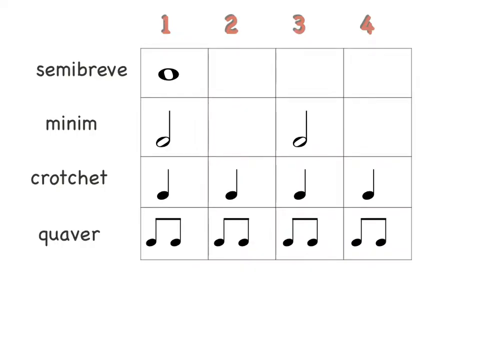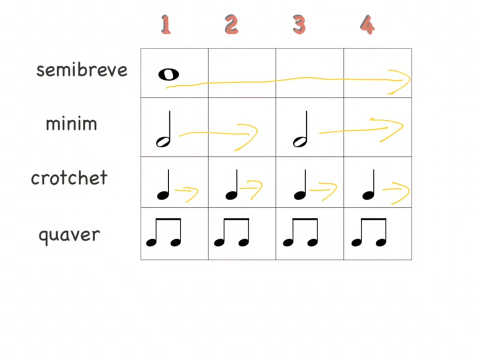Here again, you can see our duration tree. So a semi-breve takes up 4 boxes, so it's 4 counts each. A minim takes up 2 boxes, so it's 2 counts. A crotchet only takes up 1 box, so it's only equal to 1 count.